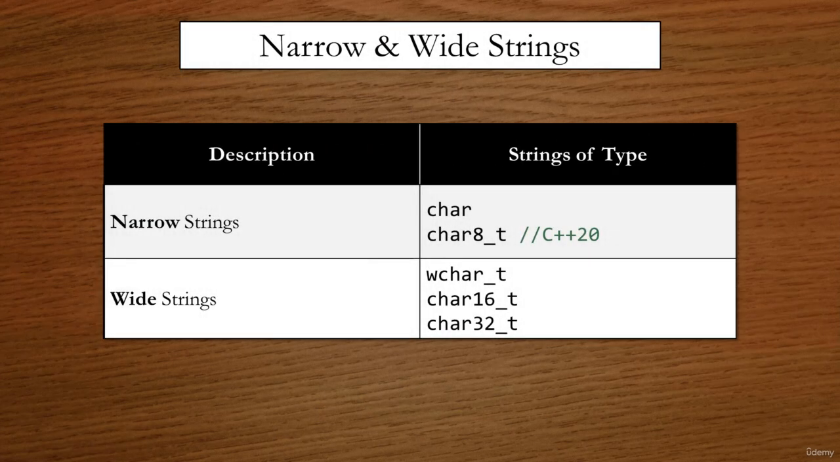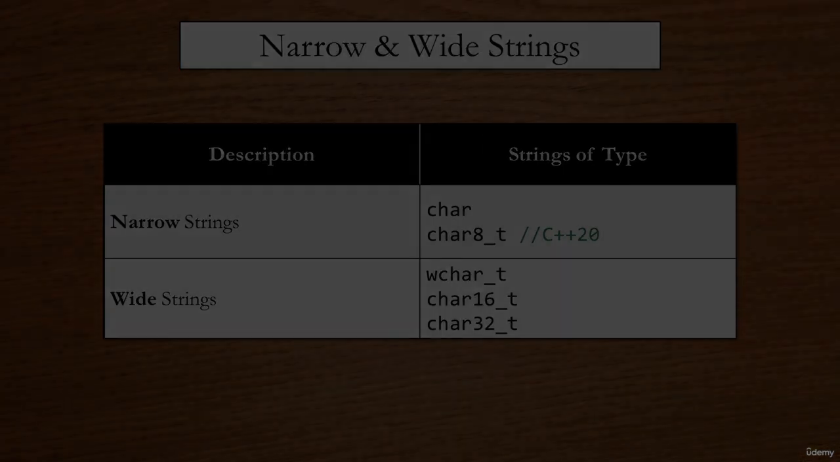This slide here summarizes that we have narrow and wide strings, strings or sequences of type char, or char8_t since C++20. Those are referred to as narrow strings, and then wide strings are strings or sequences of characters of the following type: wchar_t, char16_t or char32_t. Although when we are referring to wide strings, we are typically referring to wchar_t.